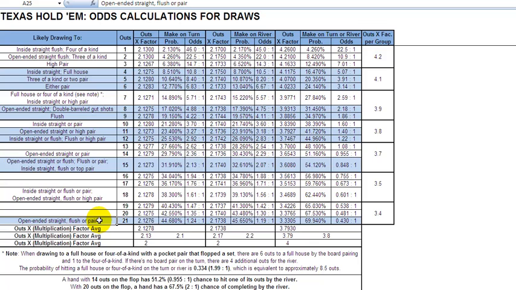At 21 outs, when you're looking at a scenario where you have an open-ended straight draw, flush or a pair, you're already basically a 70% favorite to win the hand, right? Even just with this draw. Right? So that shows you the strength of the draw, even when you haven't hit it yourself.